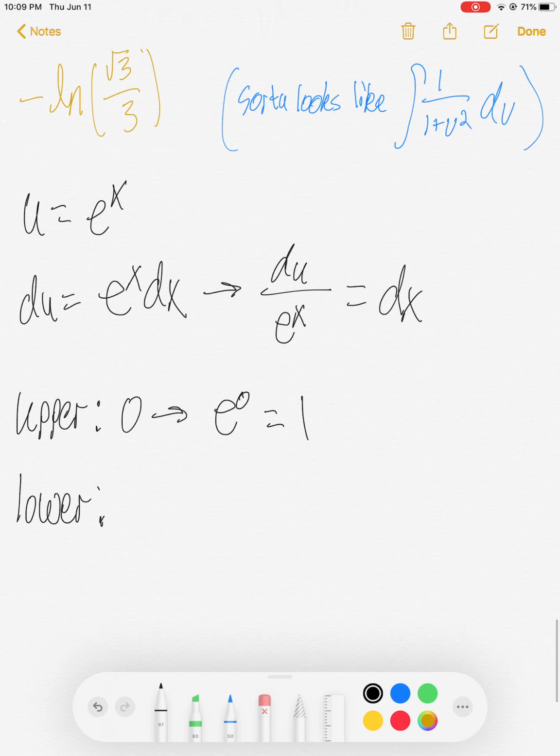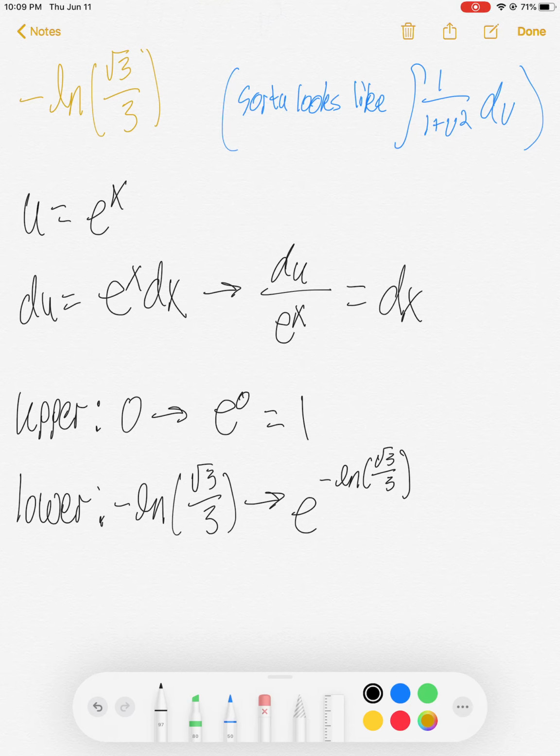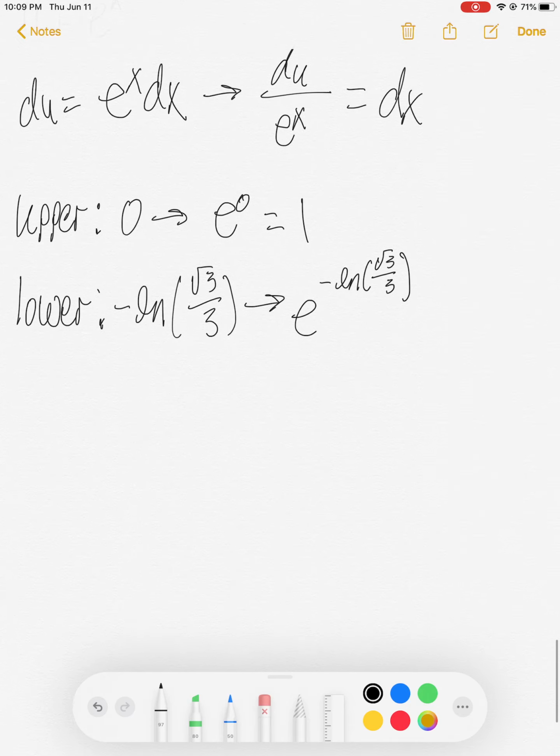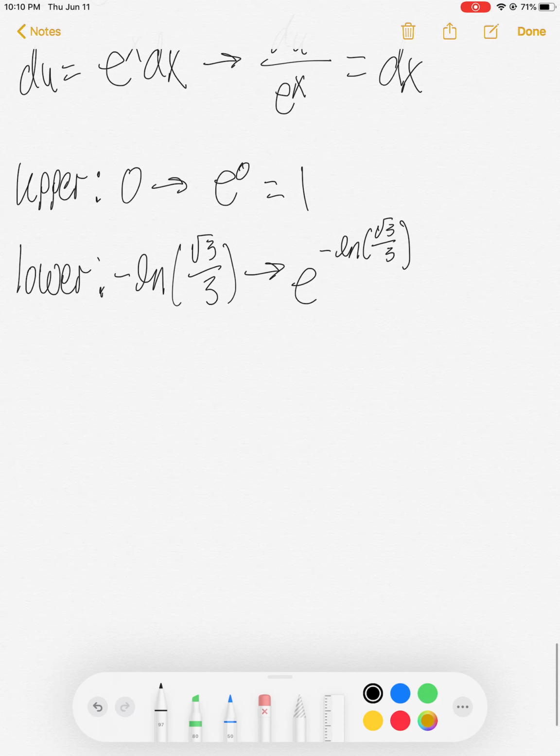Okay? Now let me also address my bounds. So my upper bound, it was 0. Now it's going to be e to the 0. Well, e to the 0, that's very cute. That's just a 1. My lower bound, oh boy, this is the one that's going to be super fun. I have negative ln of root 3 over 3. Oh, okay, Bailey, we can do this. So that's going to become e to the negative ln of root 3 over 3.